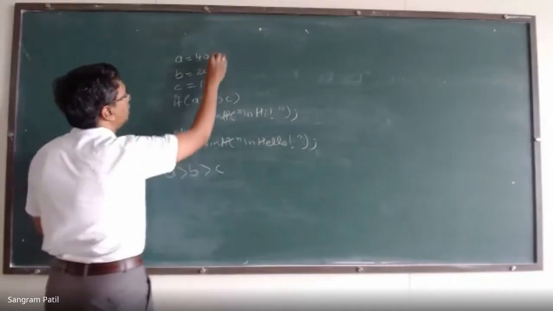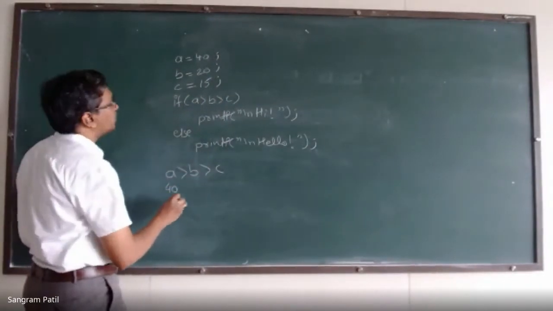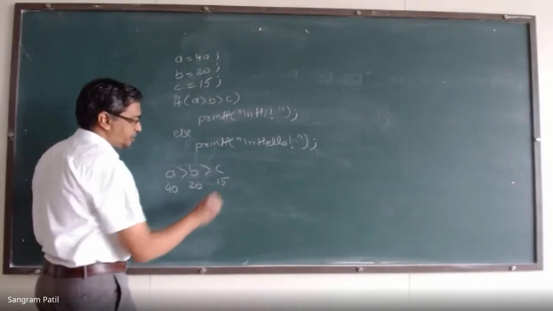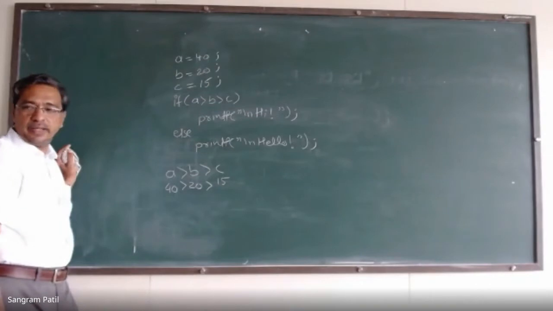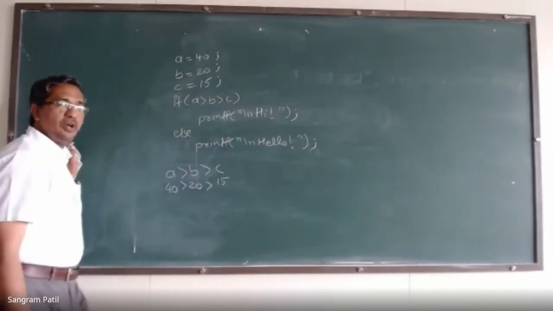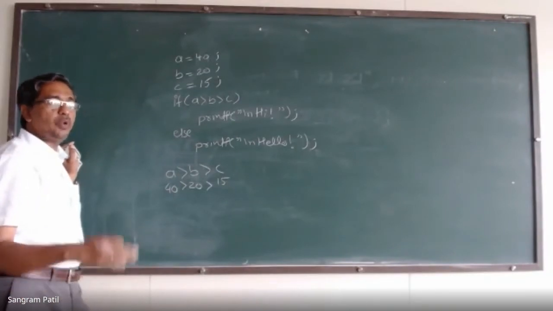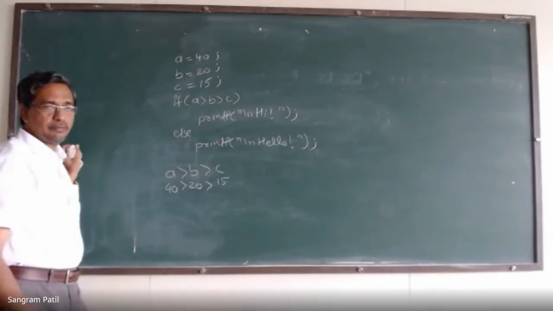Value of B is 14. Sorry, here a semicolon is required. Value of B is 14. Value of C is 20. And the value of B is 20 and the value of C is greater than 15. So it will become 40 greater than 20 greater than 15. So it solves from left to right. The relational operators greater than, equal to, less than, equal to, and not equal to, they all return either 0 or 1.